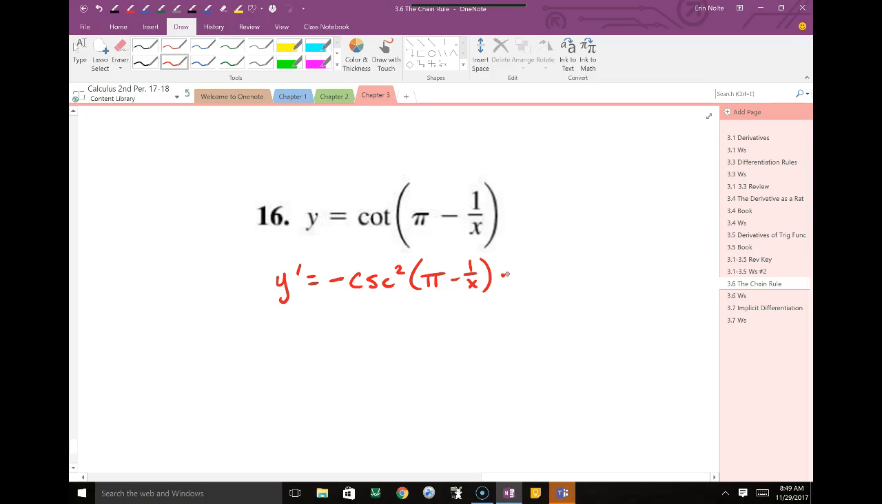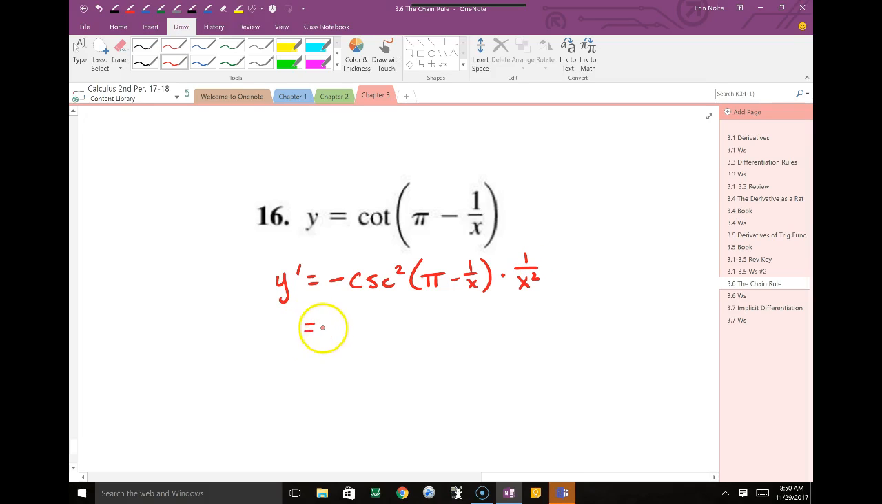And now what do I have to do? Multiply by the derivative. Okay, so on the inside, see if you can do this mentally. This is a little bit tricky. On the inside, we have pi, which the derivative of pi is 0, because it's just a constant. And then we have 1 over x. So 1 over x in exponential form would be x to the negative first, right? So if I have negative x to the negative first, that's going to be positive x to the negative second. Nice. So we're going to have 1 over x squared.